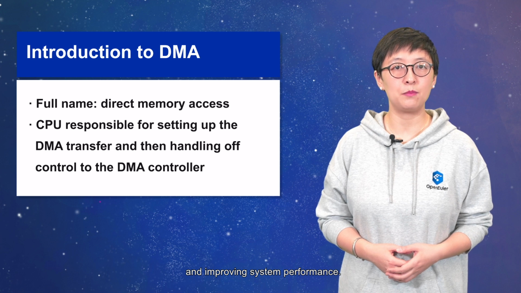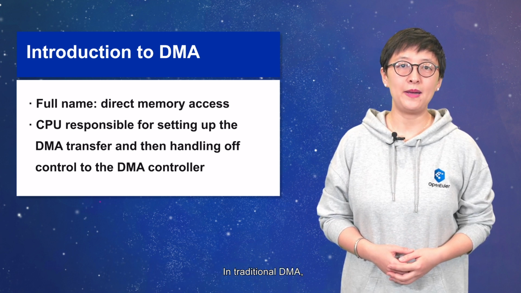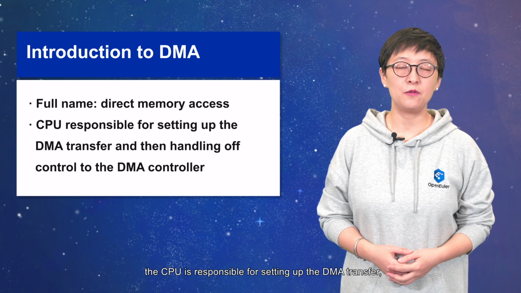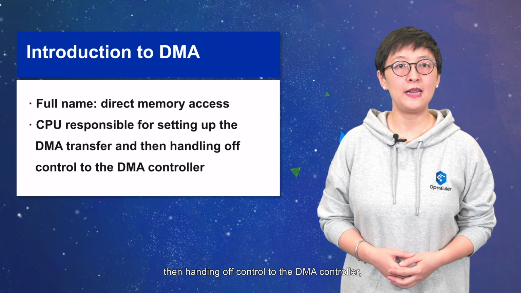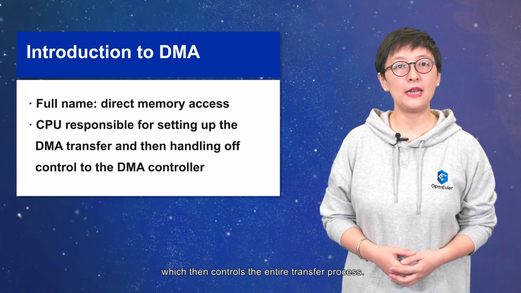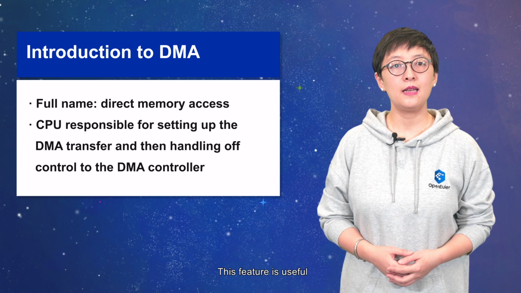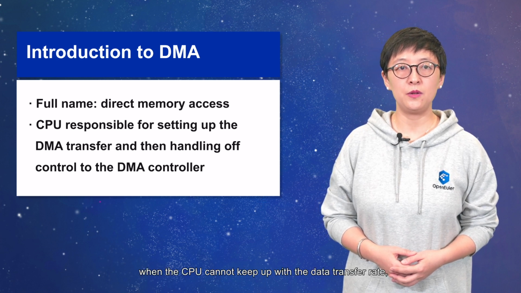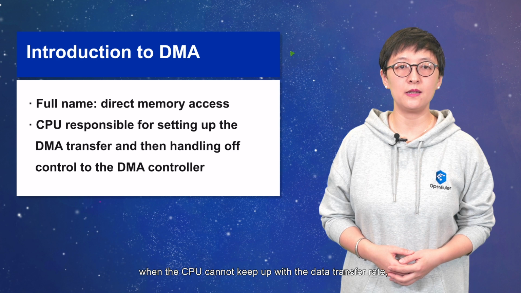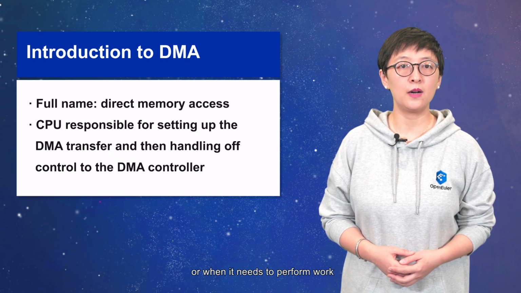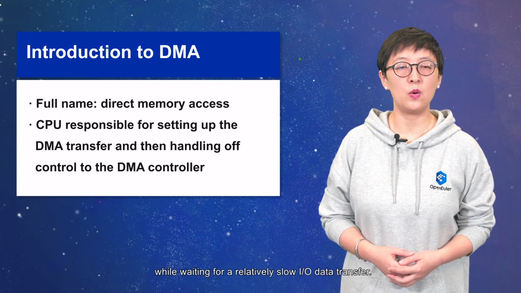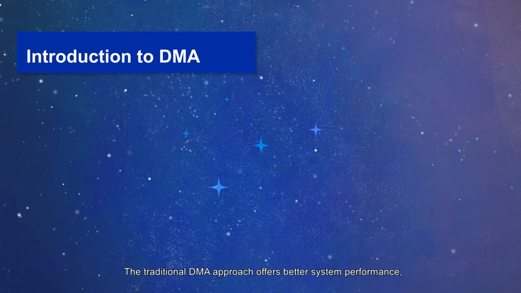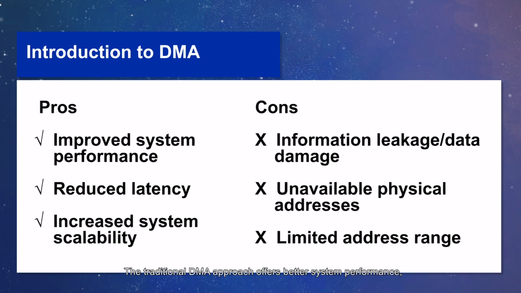and improving system performance. In traditional DMA, the CPU is responsible for setting up the DMA transfer, then handing off control to the DMA controller, which then controls the entire transfer process. This feature is useful when the CPU cannot keep up with the data transfer rate, or when it needs to perform work while waiting for a relatively slow I/O data transfer. The traditional DMA approach offers better system performance, reduced latency, and increased system scalability.